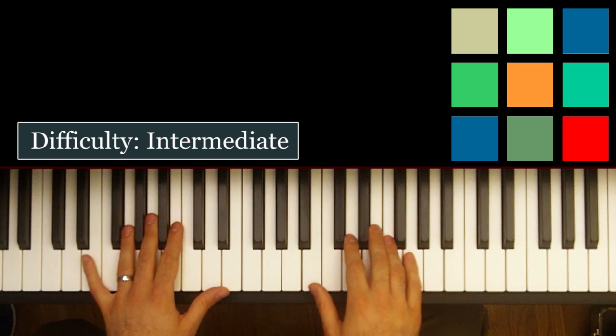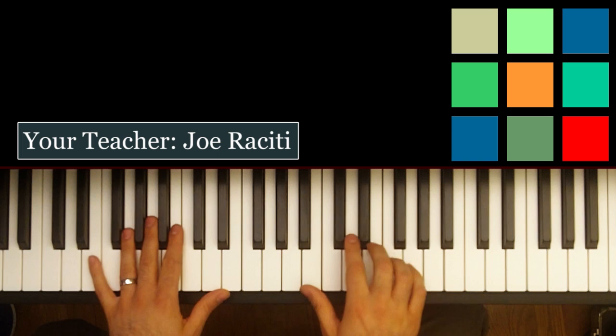Okay, I'm going to be showing you the first part of Beethoven's Moonlight Sonata, the Adagio section. It sounds like this.